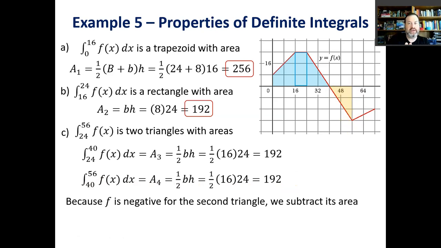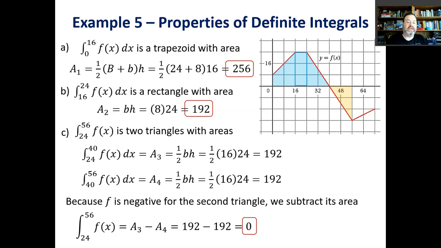We have to subtract the area. This is how we define integrals as we move from left to right. The area itself is not negative. Areas are always positive. But if the function is below the x-axis, then we subtract the area. So instead of adding these two areas together, we subtract them. You can think of it as A3 plus negative A4. The areas themselves are positive, however the rule says we subtract the value of the area because the function itself is negative.